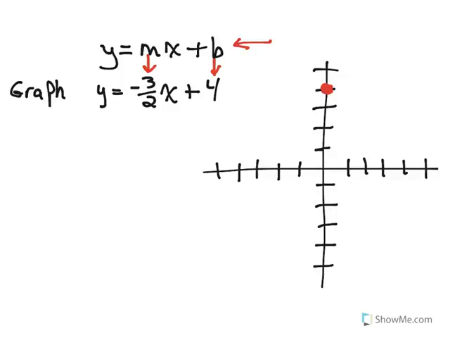Then using our slope, remember slope is rise over run, and our rise is negative 3. So we're going to start at the point we just plotted, and we're going to go down 3 units from that point. Because the rise is negative 3, we go down. Then we do the run. The run is positive 2, so we go to the right 2 units. And that's where we plot our second point. Now we can connect the points with our line.